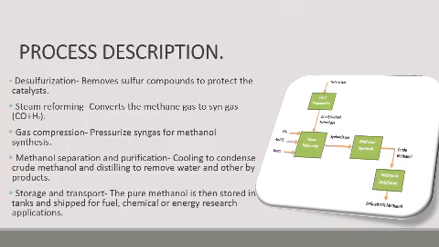Moving on to the process description, we have desulfurization, which removes sulfur compounds to protect the catalyst. Steam reforming converts the methane gas to syngas, which gives us carbon monoxide and hydrogen gas. Another is gas compression, which pressurizes syngas for methanol synthesis. Methanol separation and purification cools to condense crude methanol and distills to remove water and other byproducts.